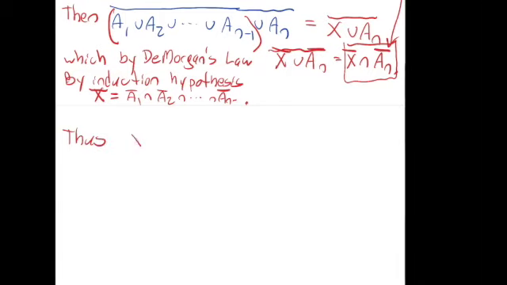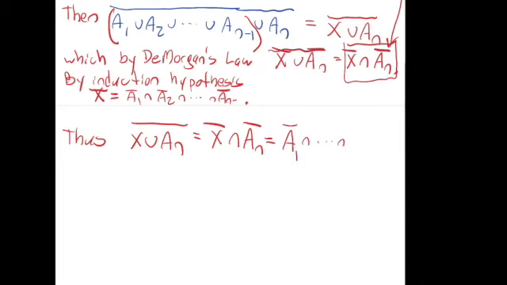Okay, so this tells me that therefore X union A_n complement equals X complement intersect this. And then by the induction, we can now replace X complement with all of this stuff. And that was the goal, right? What we wanted to show. I left one of those off.